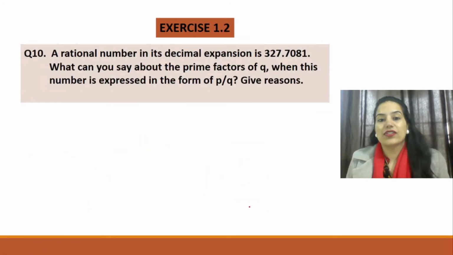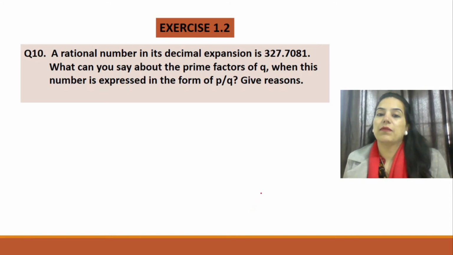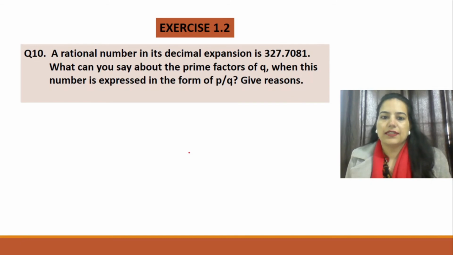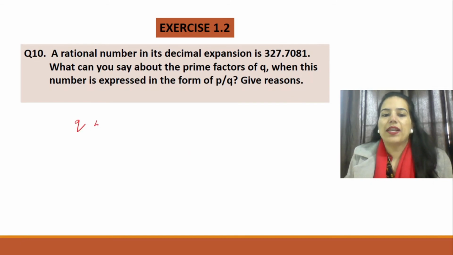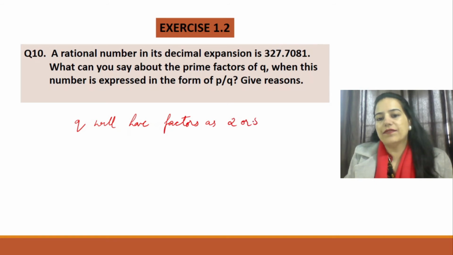Question 10. A rational number in its decimal expansion is 327.7081. What can you say about the prime factors of q when this number is expressed in the form of p by q? Give reasons. We can easily see that the decimal expansion is ending. That means q will have factors as 2 or 5 only.